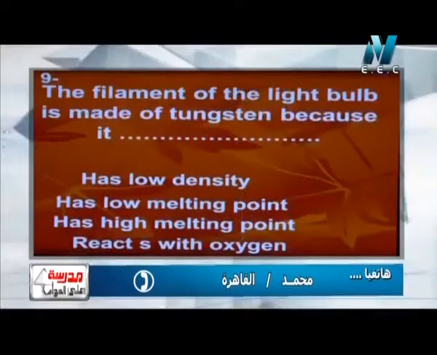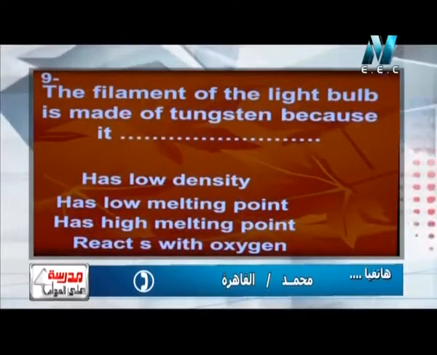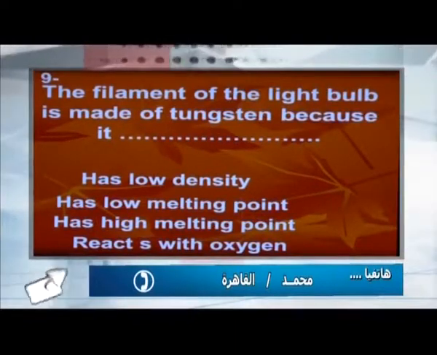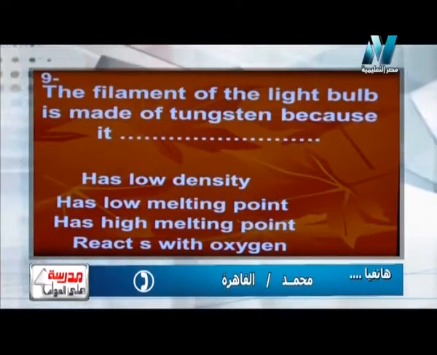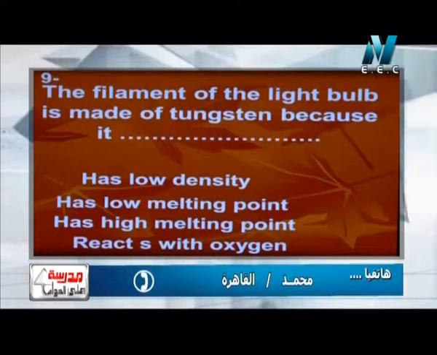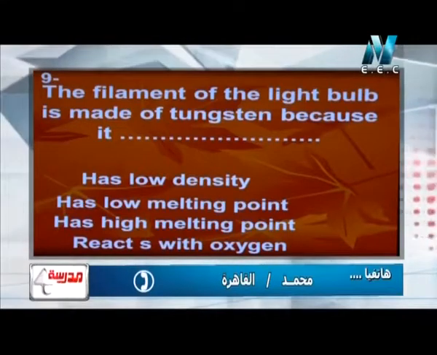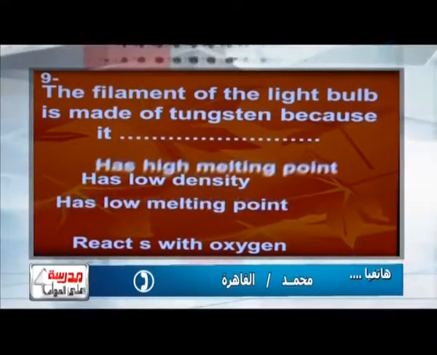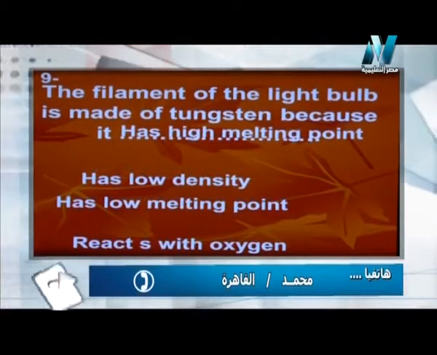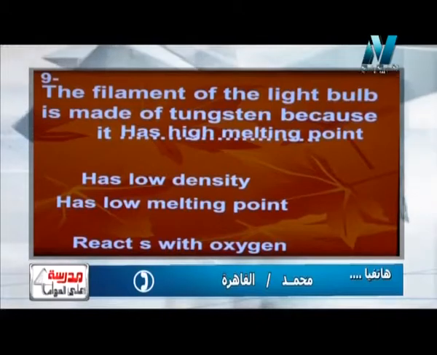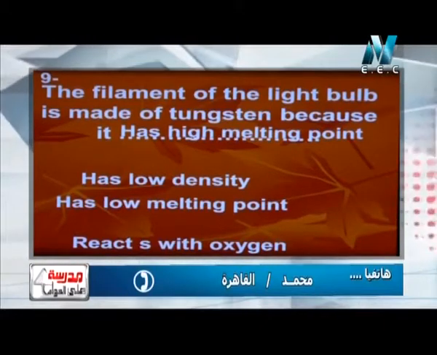You are ready? Okay. The question says that the filament of the light bulb is made of tungsten because it has low density, has low melting point, has high melting point, or reacts with oxygen. Has high melting point. Very good, excellent, Muhammad. So we choose tungsten to make the filament of the light bulb because it has a high melting point.